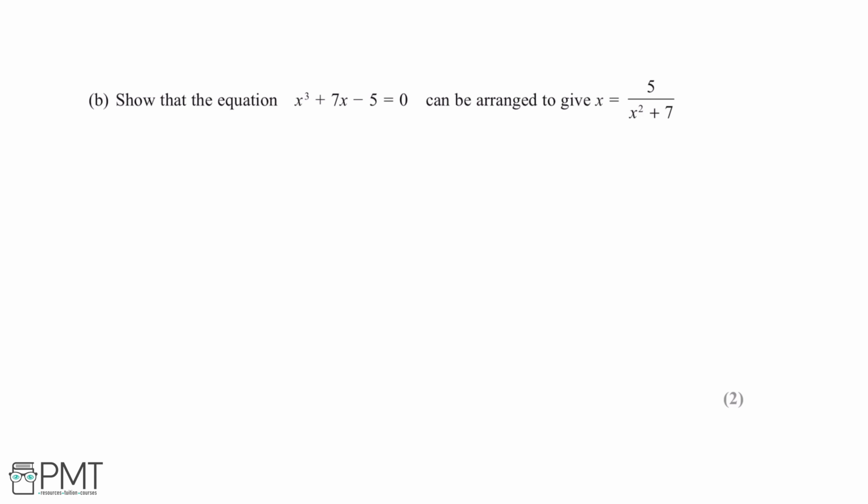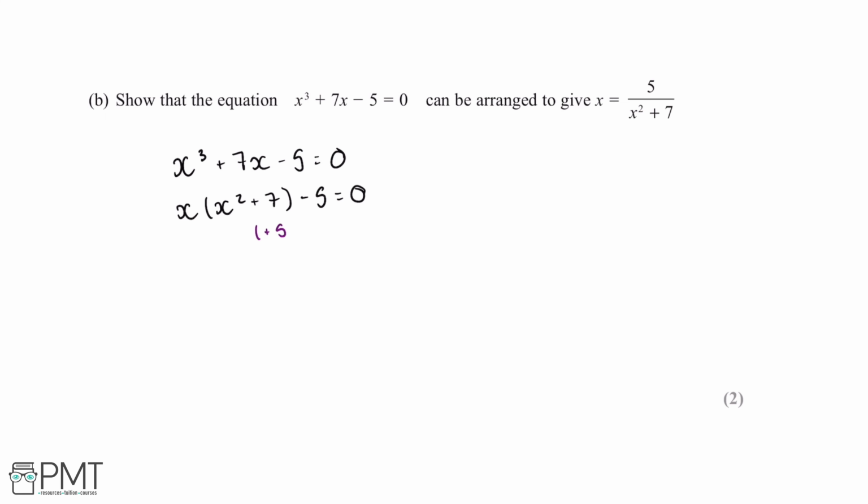Show that the equation x cubed plus 7x minus 5 equals 0 can be arranged to give x equals 5 over x squared plus 7. So the first thing we can do for this question is factorise out an x term from these first 2 terms here. And this will give us x multiplied by x squared plus 7, minus 5.